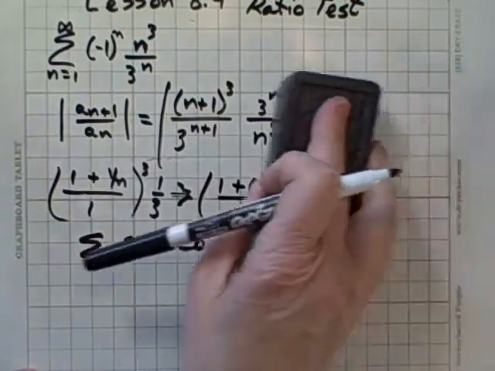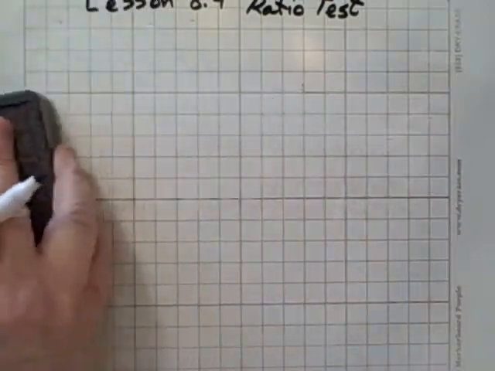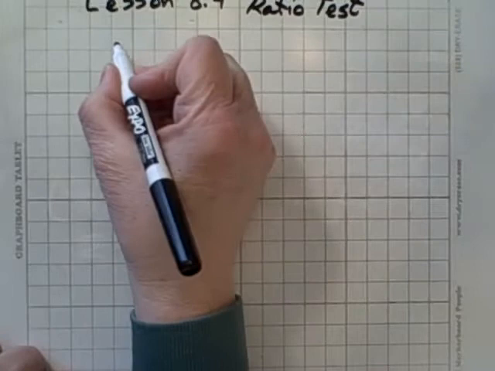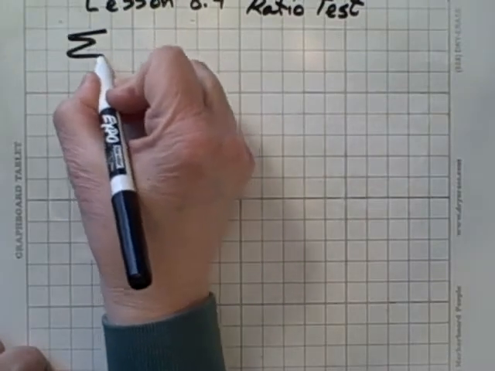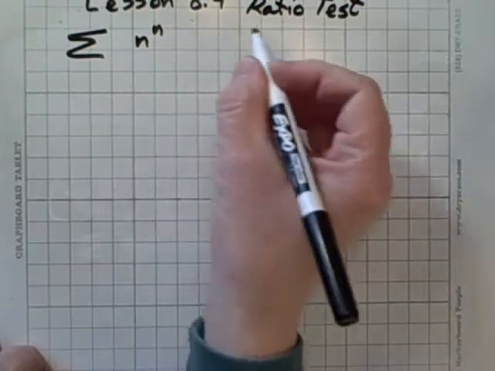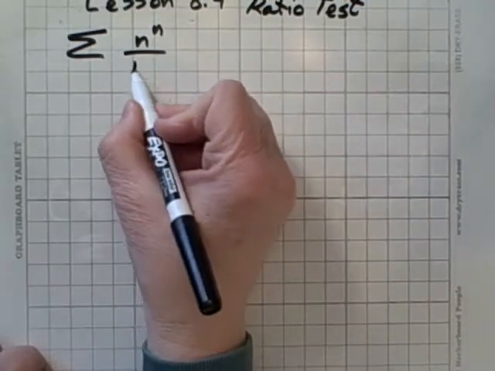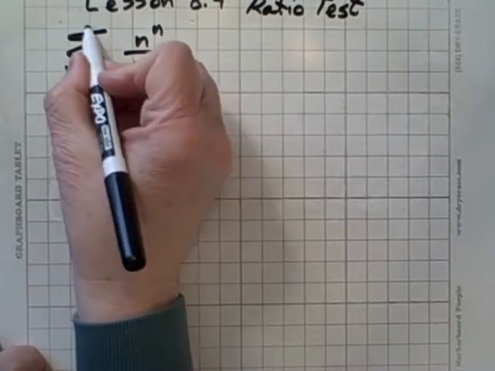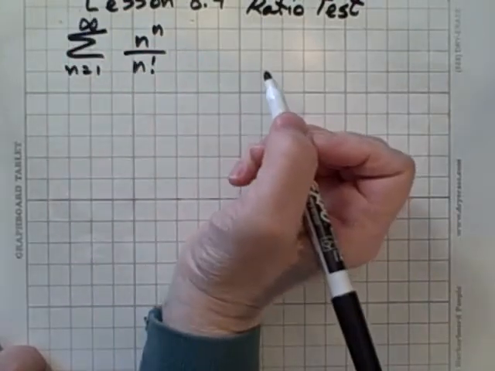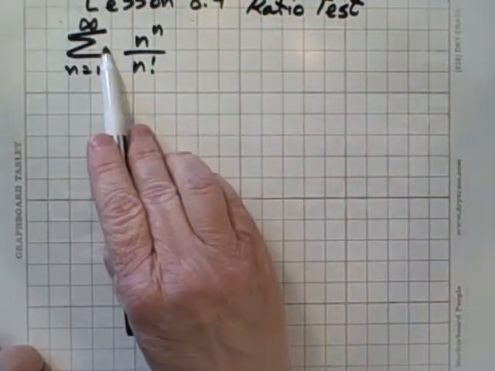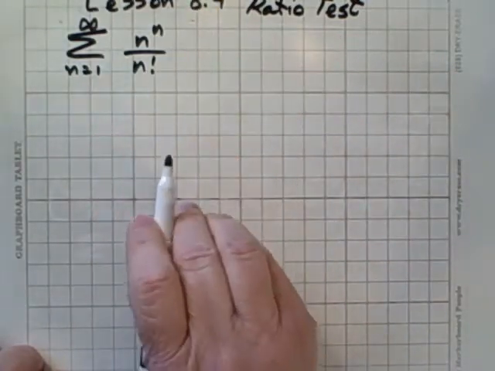Another example involves factorials. This can sometimes be challenging because we haven't done a lot of work with factorials. n to the n is the numerator. n factorial is in the denominator. n goes from 1 to infinity. Again, we're not going to write terms out, but we're trying to decide if the sum is convergent or not.